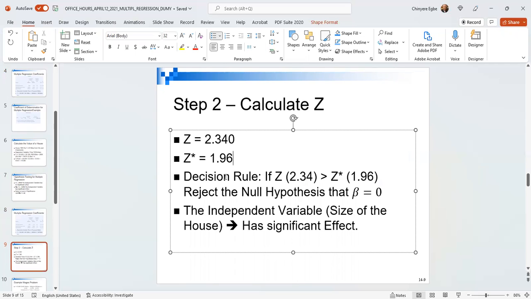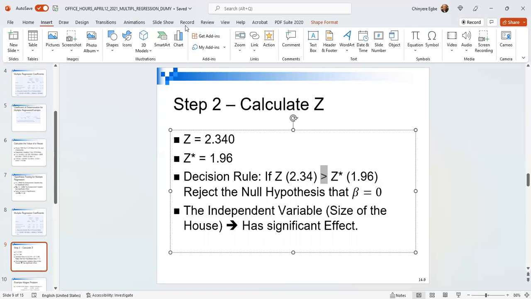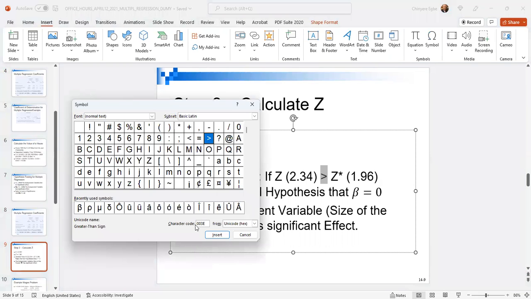And the decision rule, which we all know, is that if Z is greater than Z star, actually if Z is greater than or equal to Z star, we reject the null hypothesis.